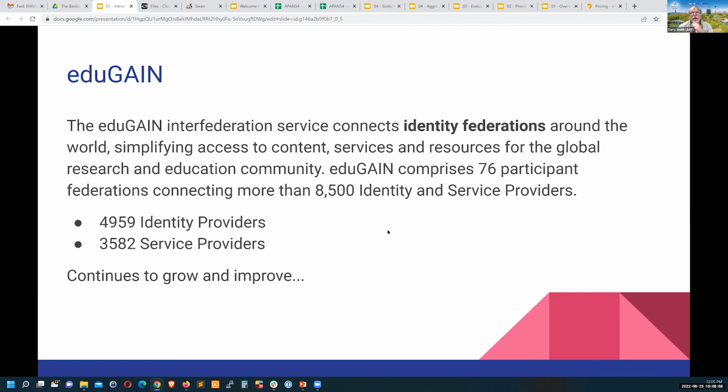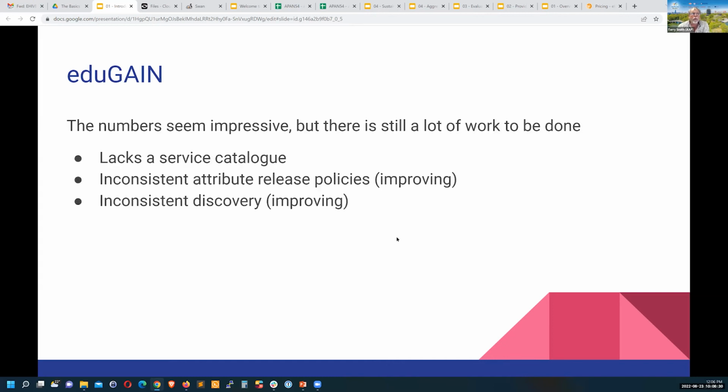Okay. So EduGain's the next step beyond identity federations. It's the federation of federations. And I'll come back to this afternoon. But in here, we've nearly 5,000 identity providers and over 3,500 services. And it continues to grow and it continues to improve. There's a lot of work happening to improve the quality of services and to improve the whole operation of EduGain. So it's getting better as we move forward.